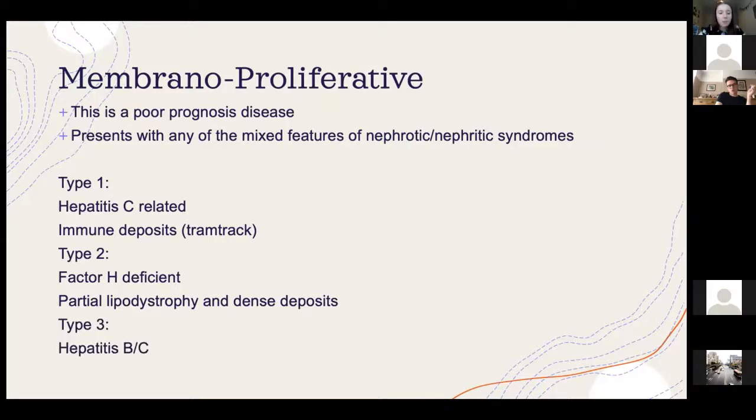And then type 3 is also hepatitis B and C related. I didn't want to go into too much detail because I think membrano-proliferative is quite an unusual one, and it's also very, very complicated. And typically, they tend to go for the more common and manageable presentations to ask you about. But the management is just aspirin, ACE inhibitor, and then again immunosuppression with some steroids.